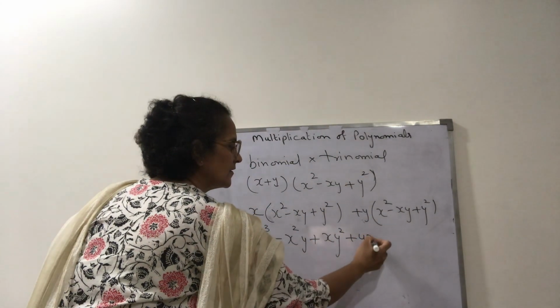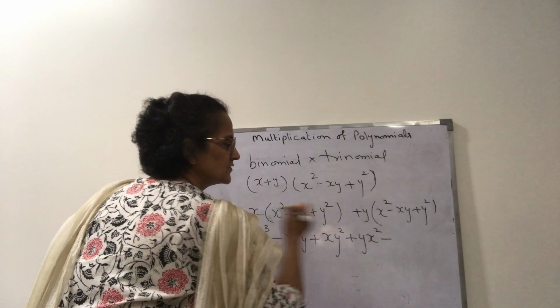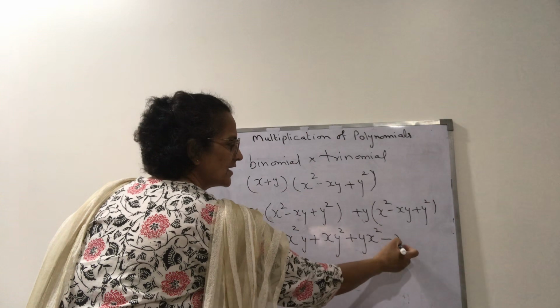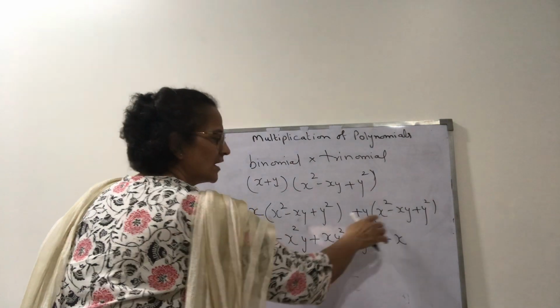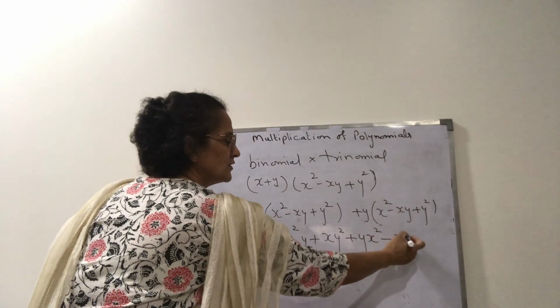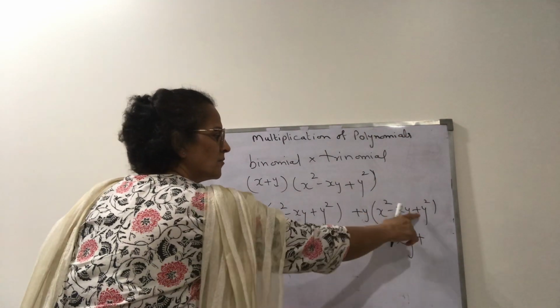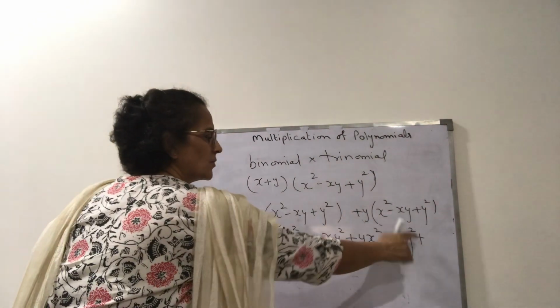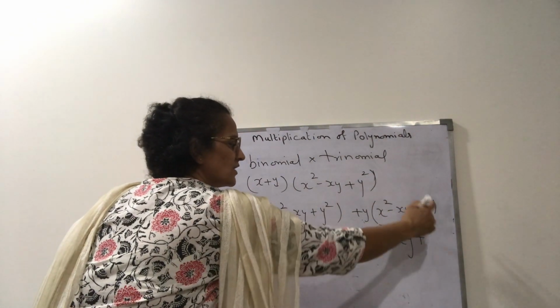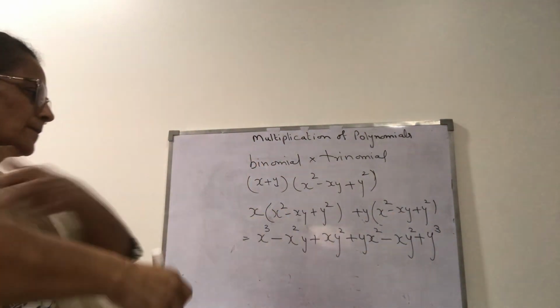Now let's check this. y times x square, plus into minus gives me minus. x I copy as it is. Y power will change. I have 1 here and 1, so the power becomes 2. Plus, plus, so I copy plus. Power is 1, power is 2, so 2 plus 1 gives me 3.